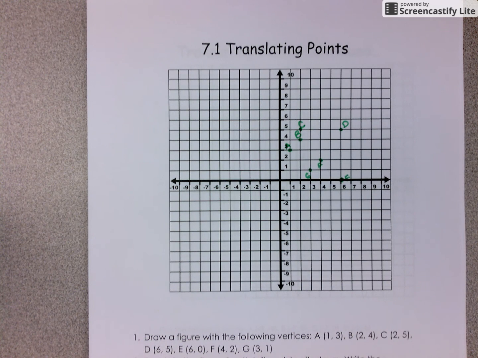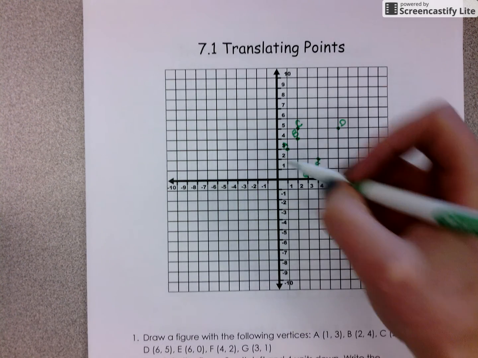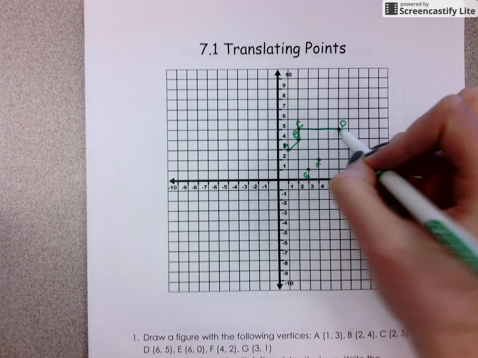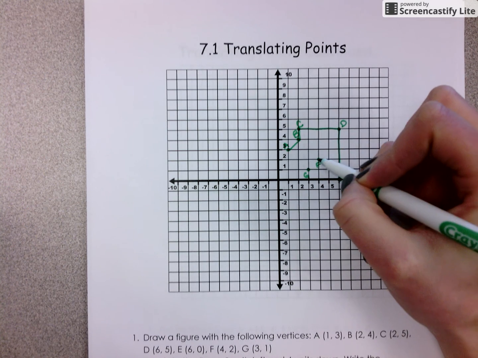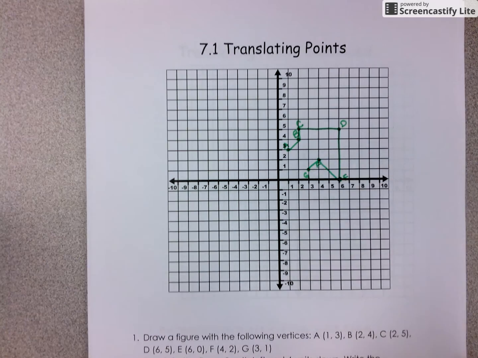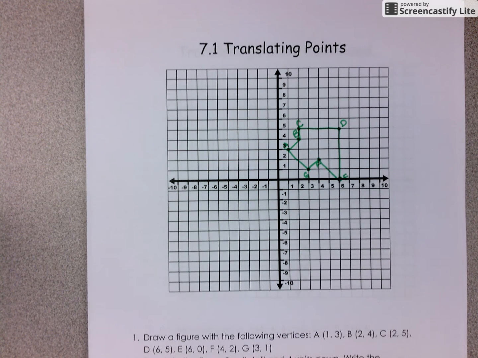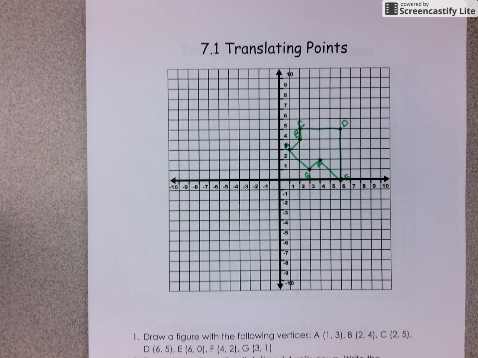Then I want you to connect those plots that you have. So from A, go to B, C, D, E, F, and G. And we'll just close it off here. We'll connect A and G just to make that a nice closed off shape.